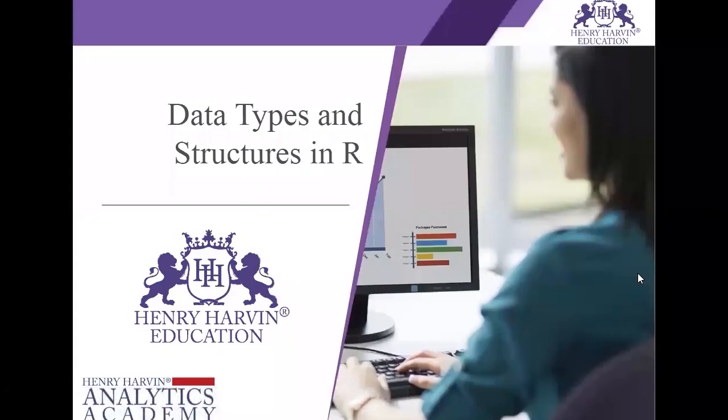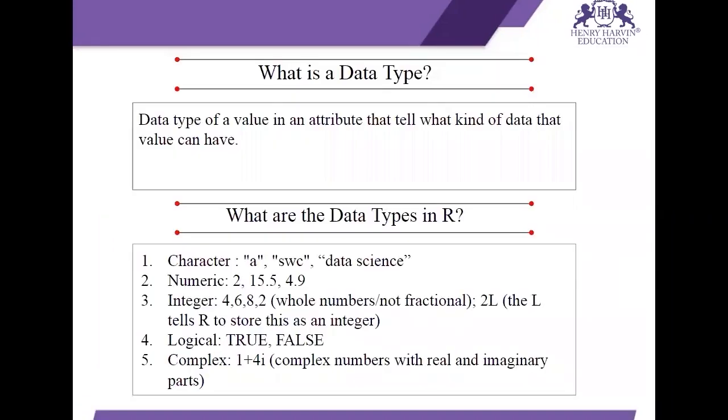In this video, we are going to discuss data types and data structures in R. So let's start with discussing what a data type is. The data type of a value is an attribute that tells about the kind of data that value can have. It simply means they are the characteristics of the data we are using in our software program or any language that we are using. There are different kinds of data types in R.